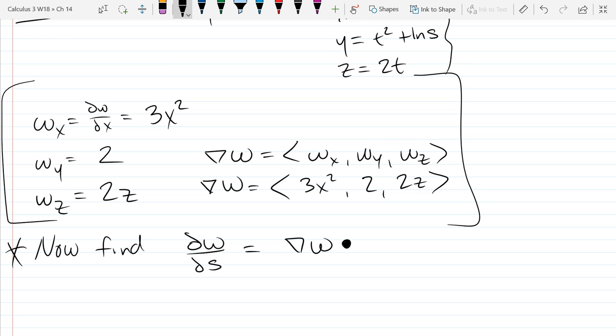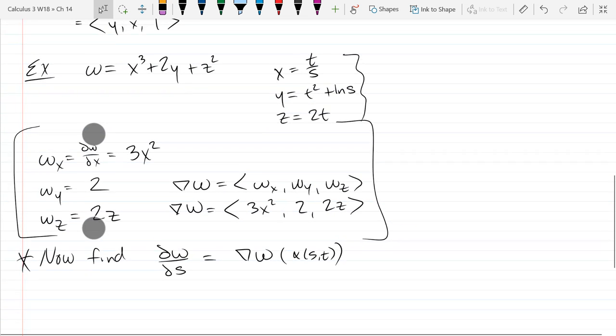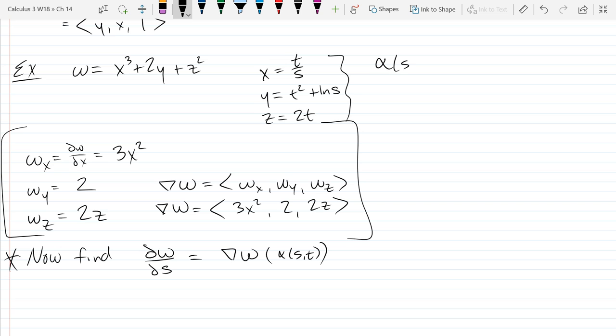So now the gradient of w of alpha. Before it was alpha of t, now it's going to be alpha of s and t. There's two variables here, and I'll write the alpha of s, t right here. This function is the x coordinate t over s, y coordinate t squared plus ln s, and z coordinate is 2t. So this is the alpha function of s and t. That's what's different here, is our alpha function has two variables.